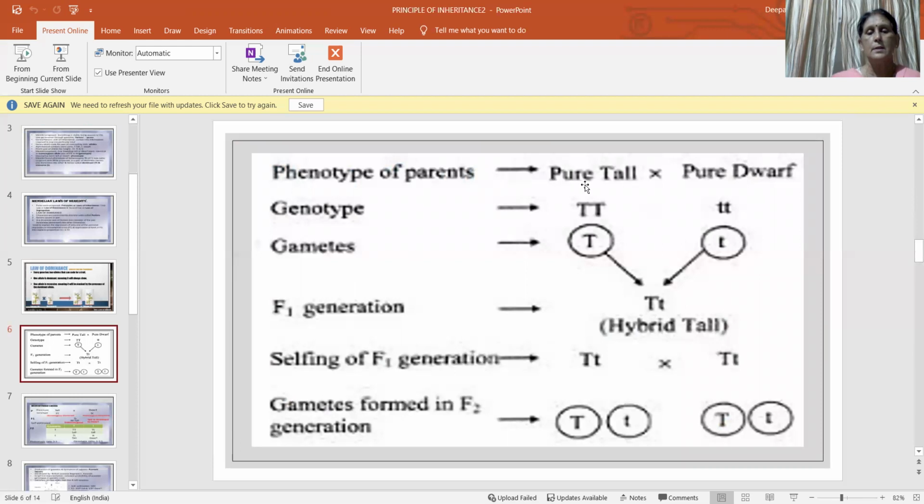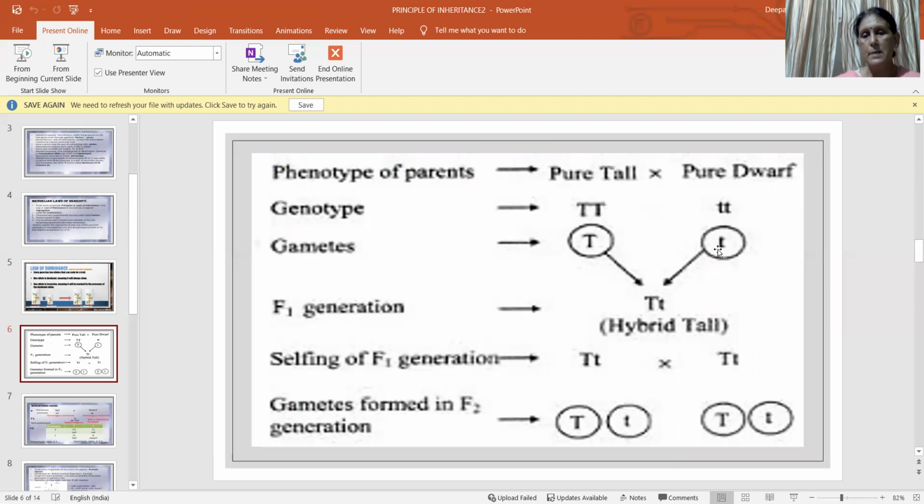Next, you see here when pure tall and pure dwarf, the genotypes are capital T capital T, because in a somatic body the chromosome number is always twice. Here two genes are given. Here also capital T. During gamete formation it becomes haploid. So here capital T, and here the haploid gamete is small t.